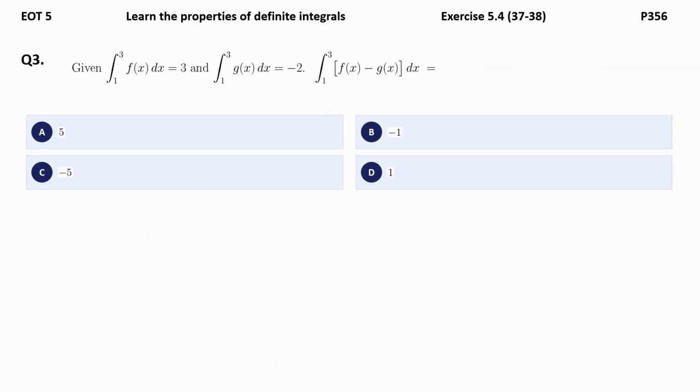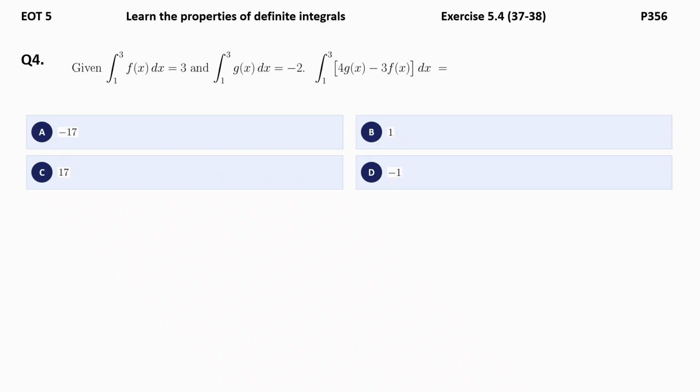Moving forward. Question number 3. Same way. What about your f of x? 3. Already you have a minus in the question itself. Then g of x value is negative 2. So 3 minus negative 2, which is nothing but 5, and it is option A.